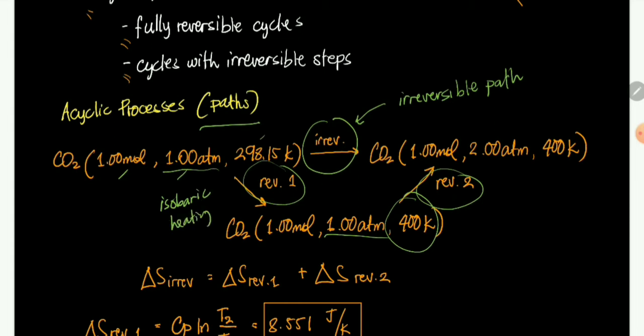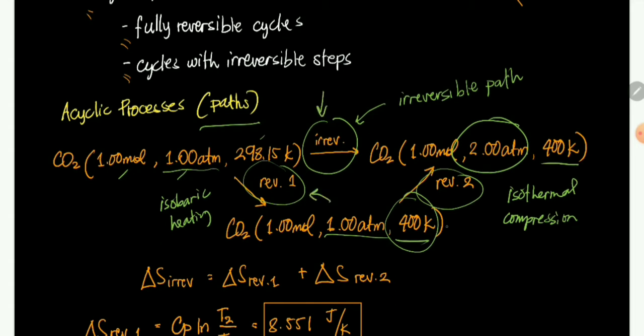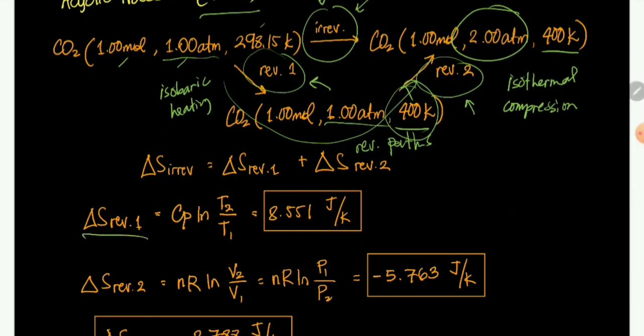Then gawin natin yung isothermal compression. Kasi nag-increase yung kanyang pressure at constant temperature. Okay? So pwede natin i-divide yung irreversible step na to into a series of reversible steps. So ito naman yung tinatawag nating reversible paths. Okay? So mas madaling i-calculate yung mga reversible paths kasi yun na yung mga equations na na-establish natin sa previous videos. So pwede natin i-calculate individually yung mga reversible paths para magkaroon tayo ng equivalent na thermodynamic quantities doon sa kanyang irreversible path.